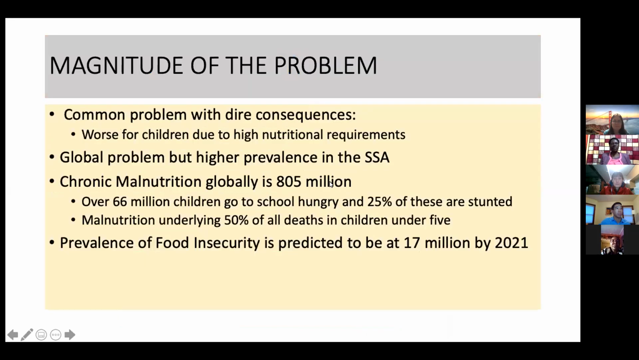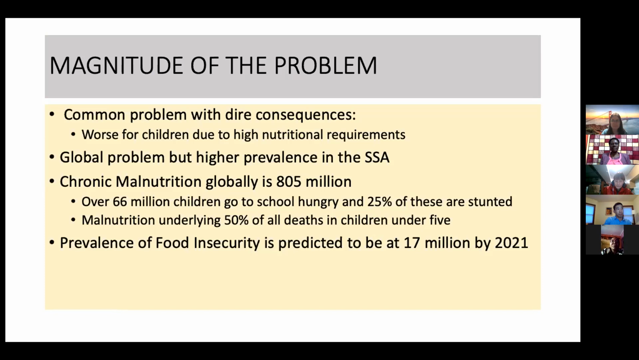So this is a global problem with dire consequences, and the worst affected are children, mainly because they are growing, their nutritional requirements cannot wait, and they are also developing. Definitely a global problem, but we have higher prevalences in sub-Saharan Africa. Globally, chronic malnutrition is very high, that is just the data.